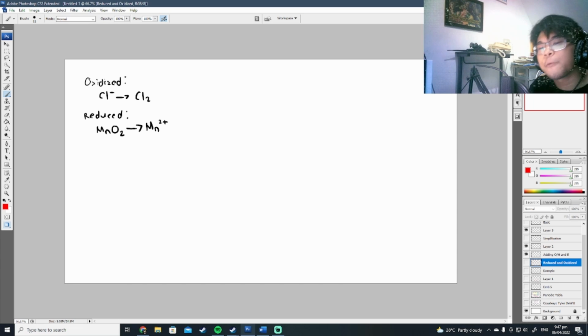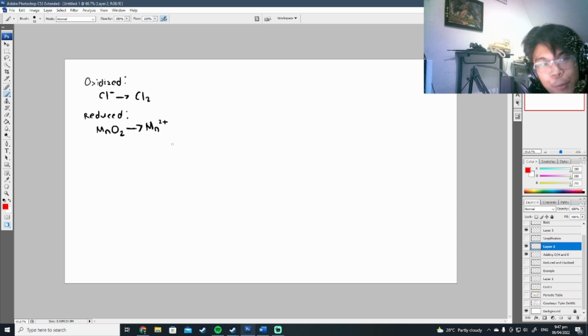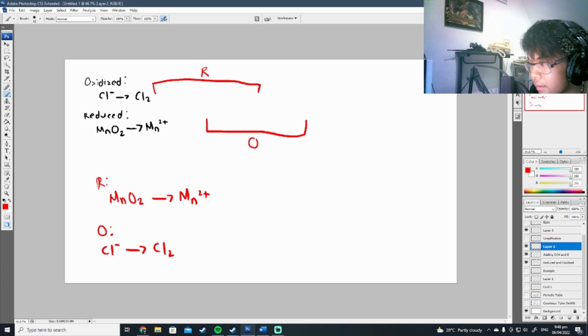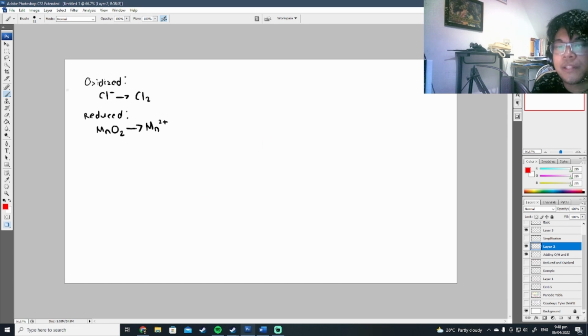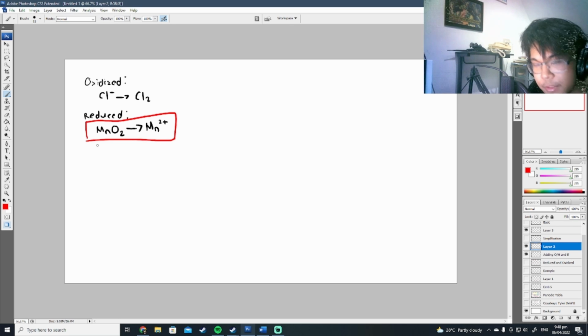Now, since we have figured out which ones are being oxidized and being reduced, and I've split them up, we now have to balance out these half reactions. Let's start with the first one. I'm just going to check real quick. Reduced is MnO2 and oxidized is Cl-. Okay, I was right. So let's balance out our reduced half reaction first.